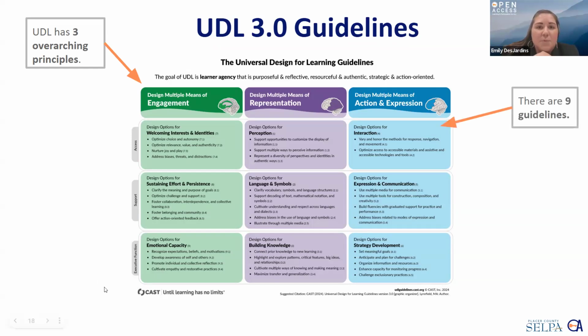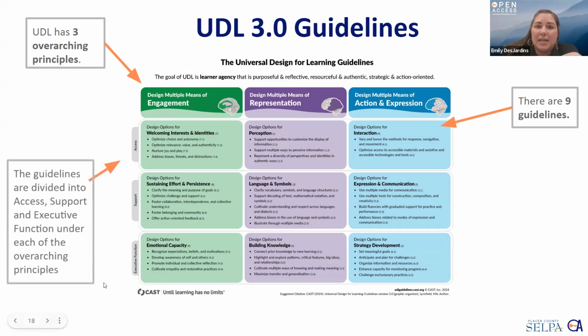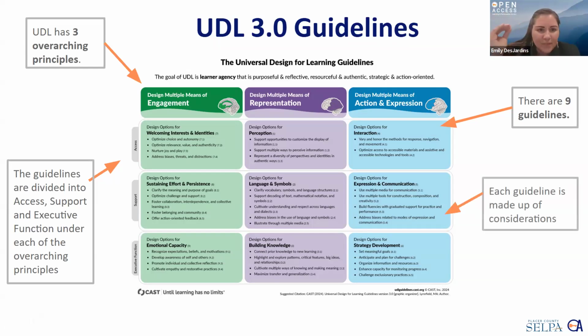So underneath each of these principles, you're going to find 3 guidelines, or 9 total. They're divided in rows. At the top, you'll see access, and then you'll see support, and then you'll see executive function. And I know this probably looks really small on a slide, but it is also linked in the home base document, so you can check it out as well. And then under each of these guidelines are a list of considerations. Another way to think about this is that if the guideline is a potential problem, then the considerations underneath are a solution.